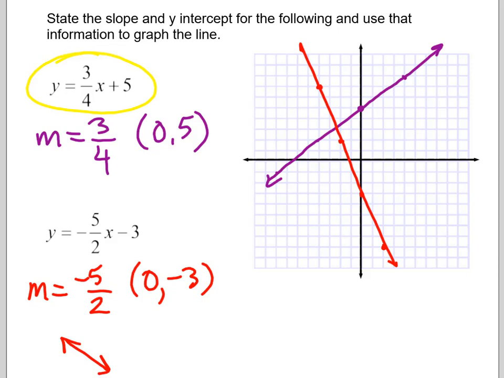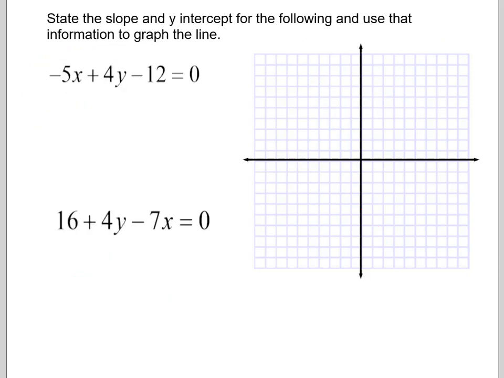Okay, so here's the next strategy we're going to try. Now we have: state the slope and y-intercept for the following and use that information to graph the line. But they're not in the right form. So this is where your algebra skills from the previous unit come into play. You have to manipulate and move this expression around until it looks like y equals mx plus b.